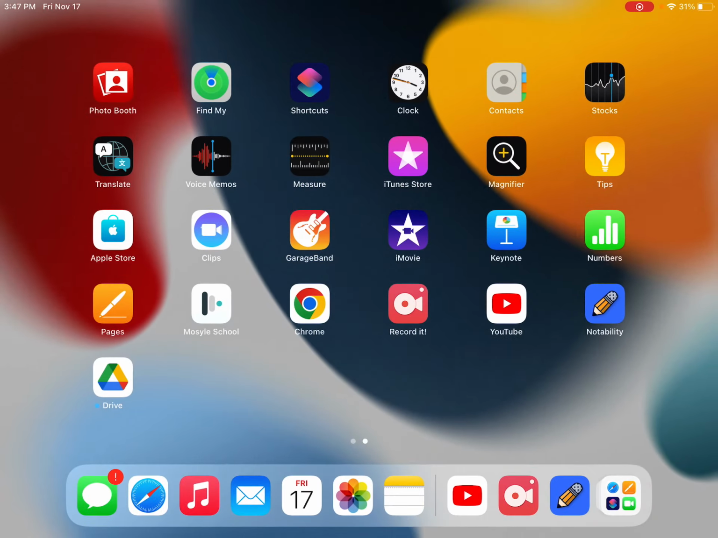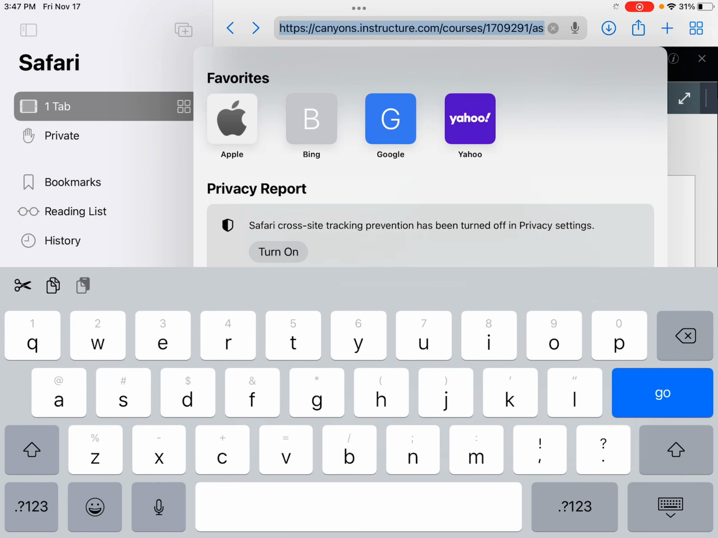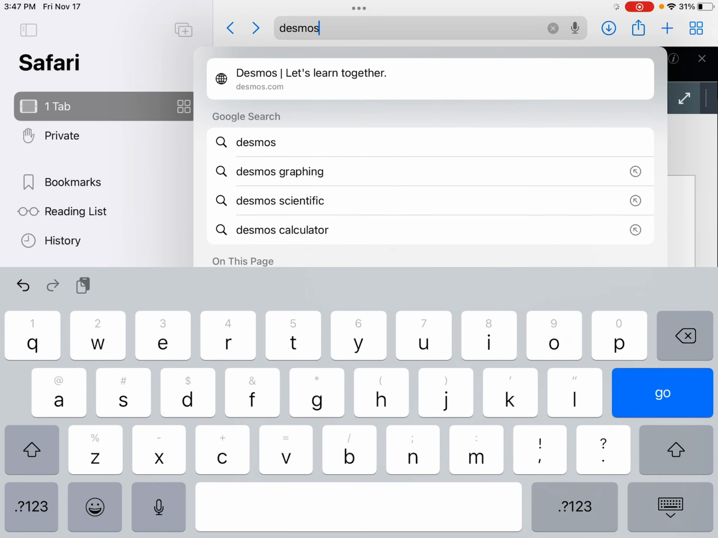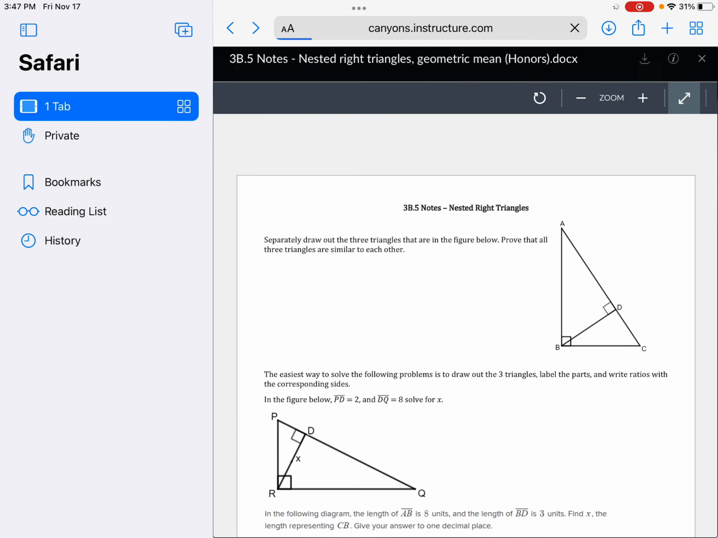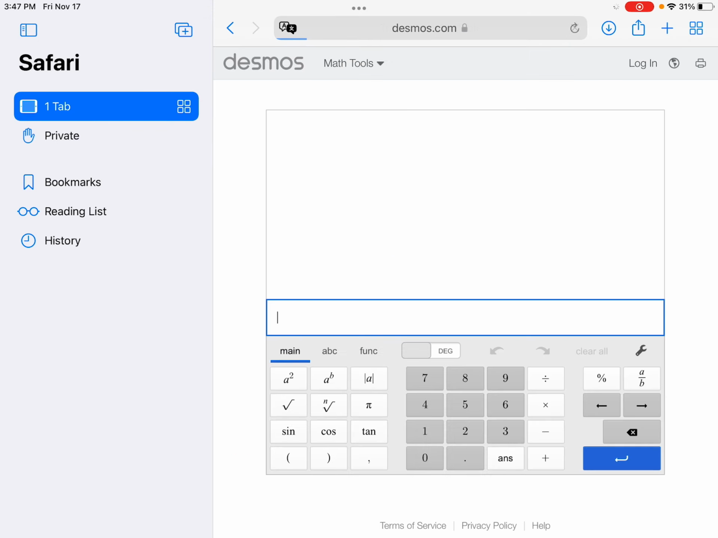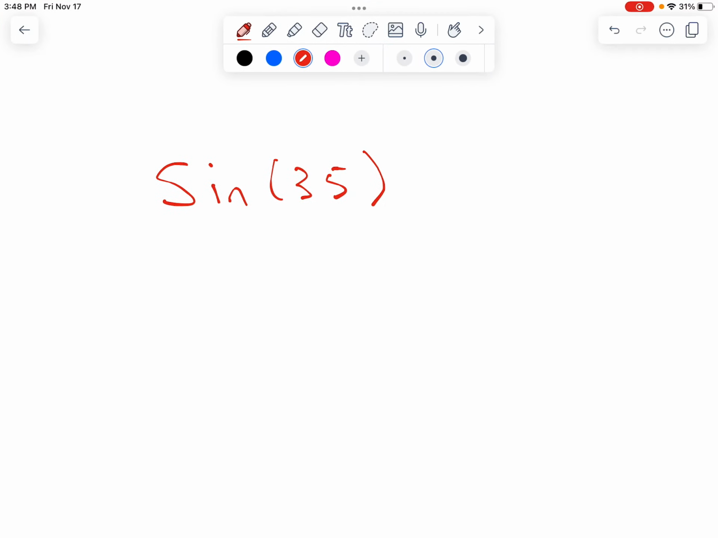Sine 35. Let's go into Desmos Scientific. And so we're just going to type in sine 35. And it gives us this number, 0.5735 and a bunch of other things. It says here to round this to the nearest hundredth. That means to that place. So it's going to be 0.5.